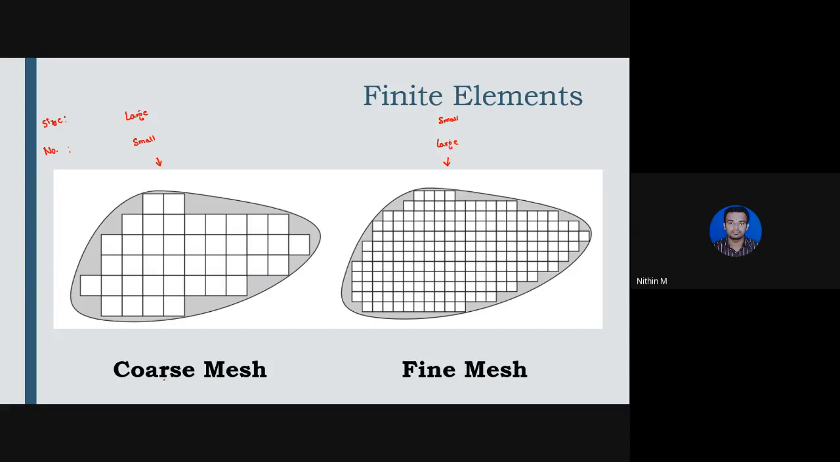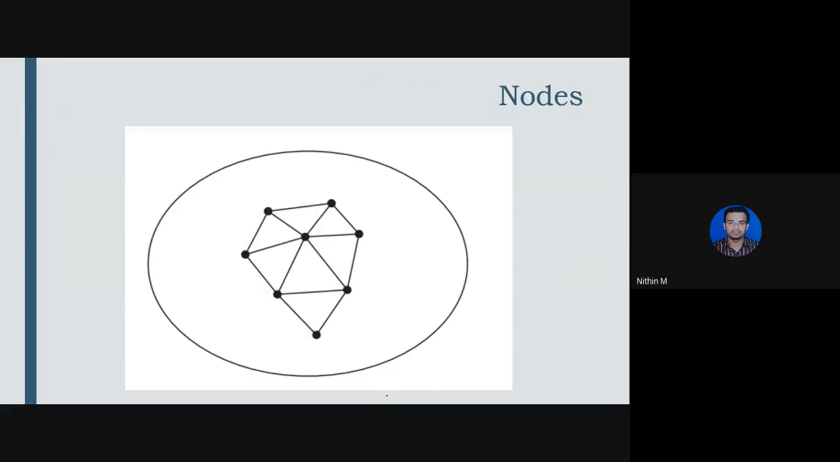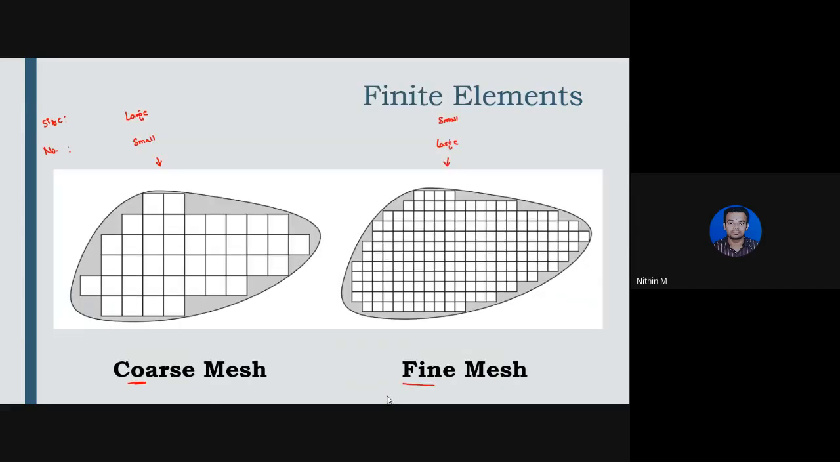So this case, where the size is greater, this type of mesh is called a coarse mesh. If the model consists of small sized elements, then it is called a fine mesh. So is the difference between coarse mesh and fine mesh clear? Is the concept clear?